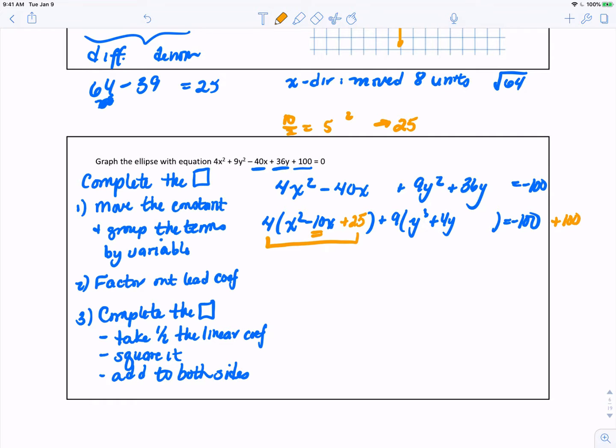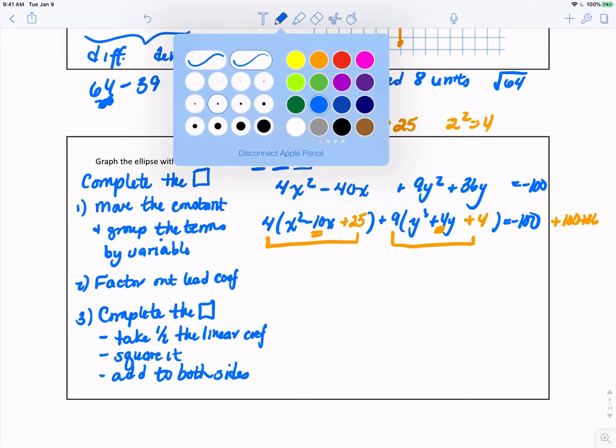Here, let's try that with y. So here we have a 4. Half of 4 is 2. 2 squared is 4. We're going to add 4 here, but on the other side, we're going to add 36. All right, now why do we do that? Because now you have a perfect square quadratic. So let's go ahead and see what we have.